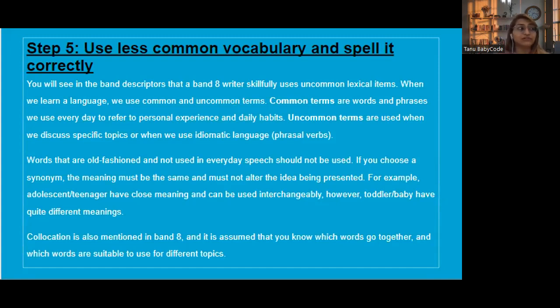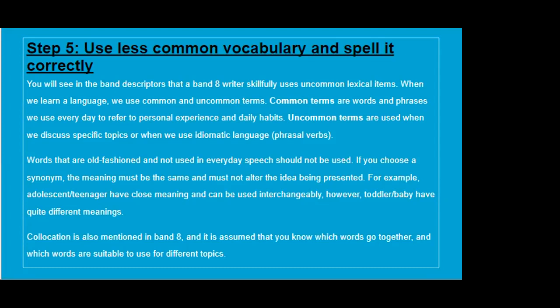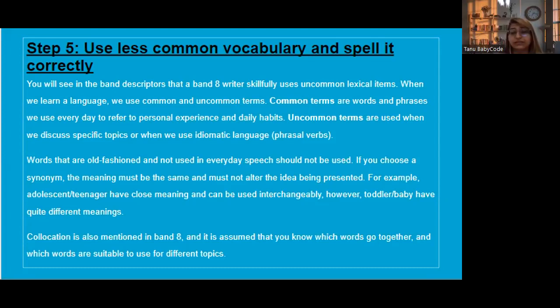Words that are old fashioned and are not used in everyday speech should not be used. If you choose a synonym, the meaning must be the same and must not alter the idea being presented. So whenever you are using any kind of synonym, make sure that the meaning is exactly the same. It should not change the context of your statement.